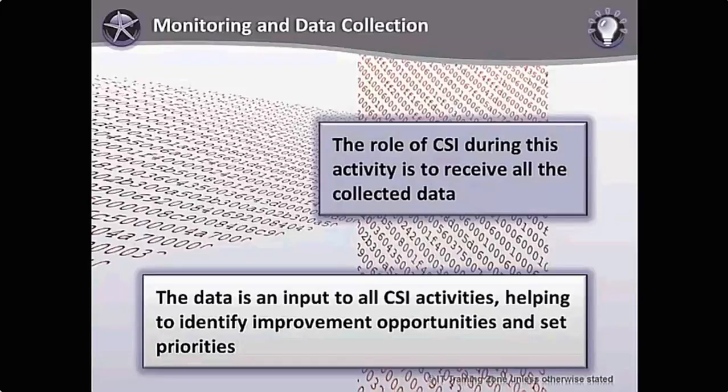Continual service improvement's role in this activity is to receive all the collected data from the other lifecycle stages. This data is an input into all the continual service improvement activities, helping us to identify improvement opportunities and set priorities.